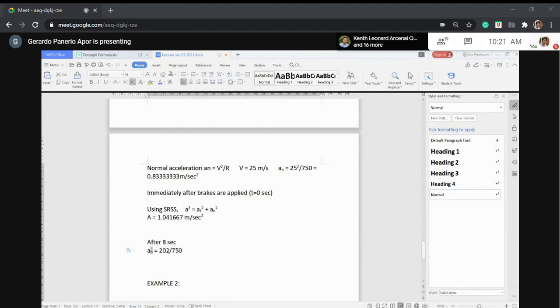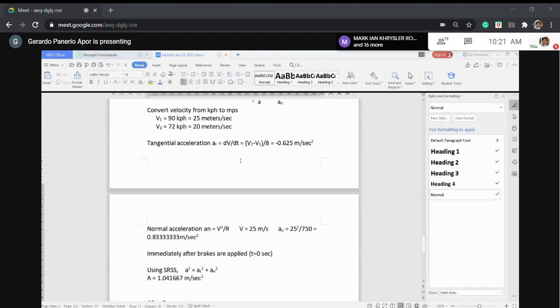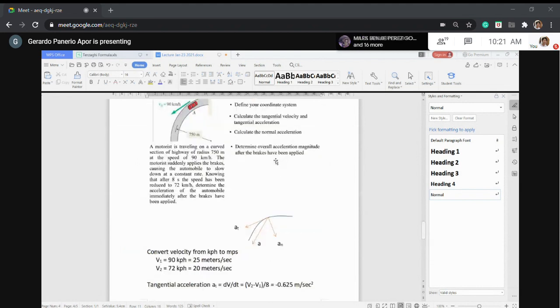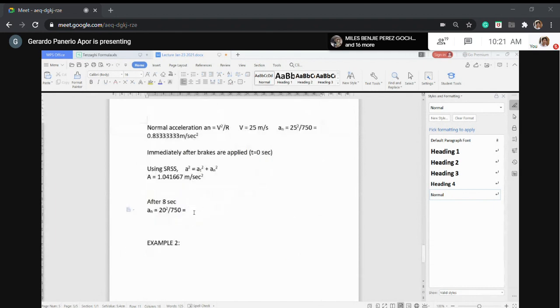We use the 20 meter per second velocity, not the 25, because it says after the brakes. This is just another condition actually. The normal acceleration after 8 seconds is 400 divided by 750, which is 0.533 meter per second squared.